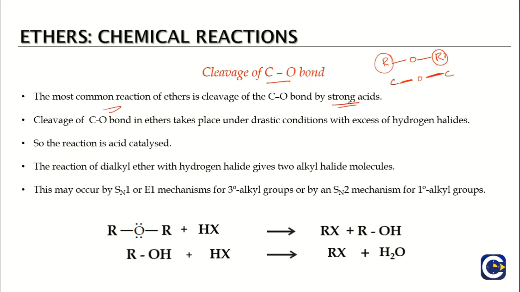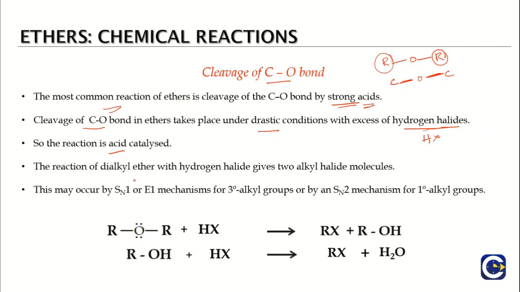It takes place in the presence of strong acids only. We cannot use weak acids or dilute acids. We have to use concentrated strong acids to perform this reaction. So this cleavage of the C-O bond takes place under these drastic conditions with excess of hydrogen halides that actually act as an acid. We can have any HX: HCl, HBr, or hydrogen iodide. The reaction is acid catalyzed, and we should remember this is the most common and popular reaction that ethers show.